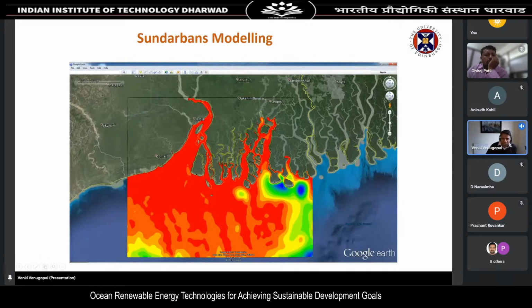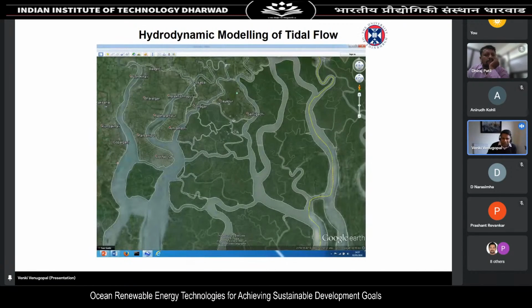And we also looked at Sundarbans, in West Bengal, the region between Bangladesh and India. And we modeled this region. This is a United Nations UNESCO site. And there were many difficulties. No water depth available. Getting into the region itself is difficult because it's a mangrove forest and protected forest.